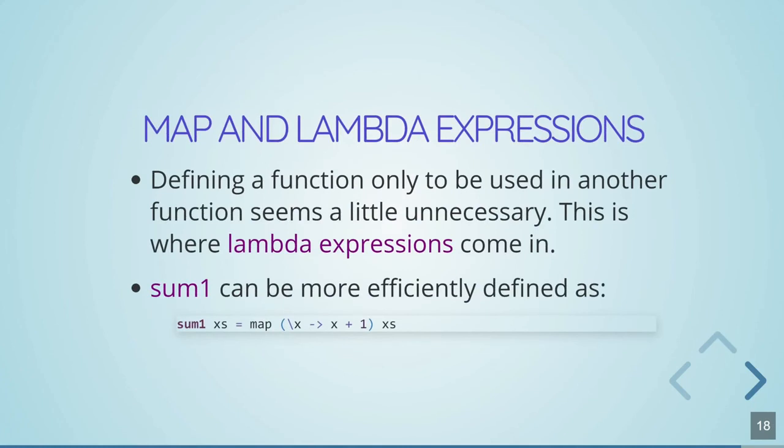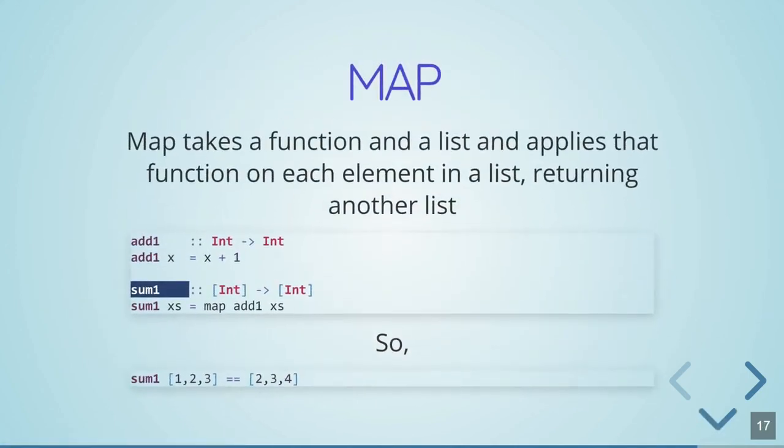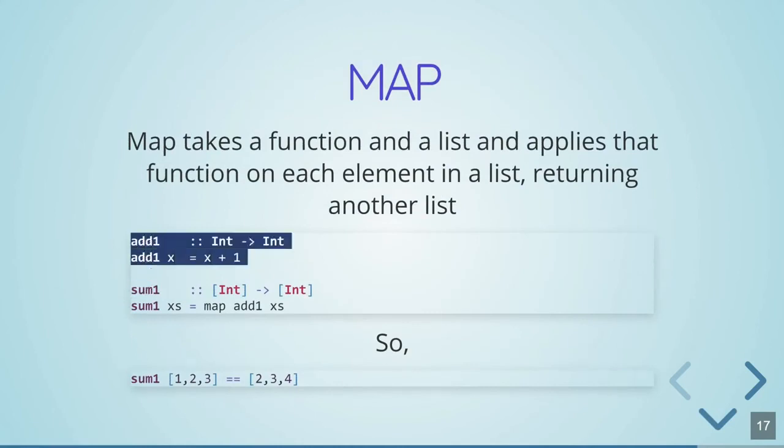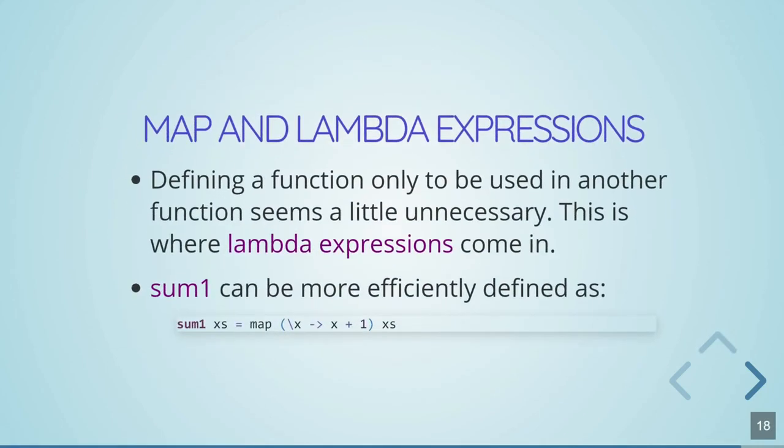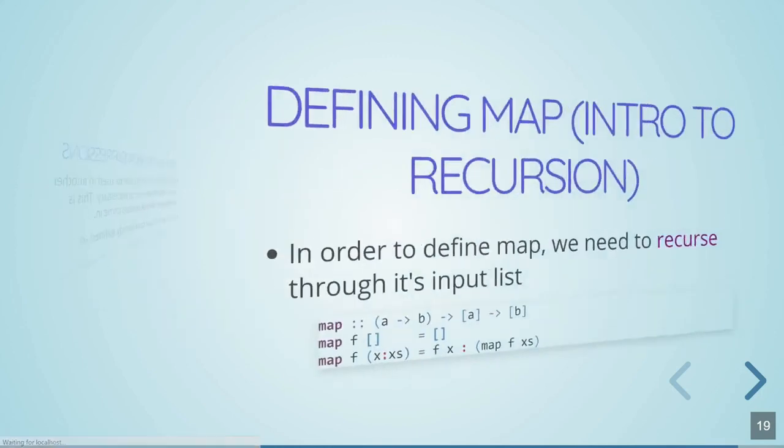Map is very useful, so I'll show you one example right now of lambda expressions. Lambda expressions are very useful with map because a lot of the times you don't want to define, say, this add1 function right here. You don't want to have it just hanging around somewhere inside your file when the only place you need to use it is inside of map right here. So you could just define a little lambda expression.